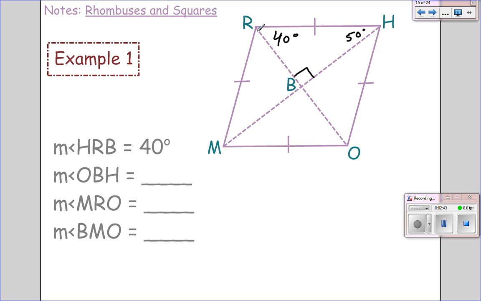Also, you know that the diagonals bisect the opposite angle. So if this is 40, this is also 40. And if this is 50, this is also 50. So angle OBH, well, that's in the middle, so it's going to be 90. Angle MRO, 40 degrees. And angle BMO, well, that'll be the same because of alternate angles, it'll be 50 and 50.